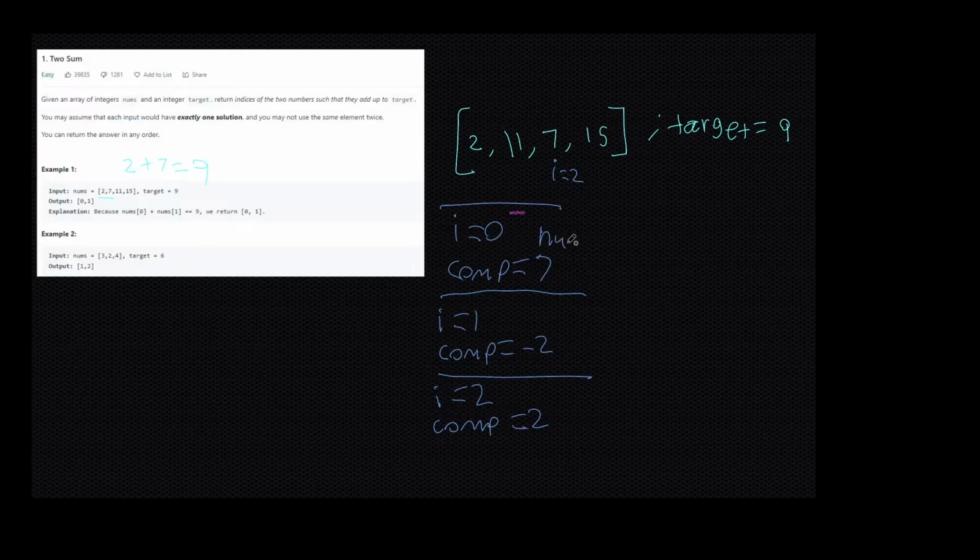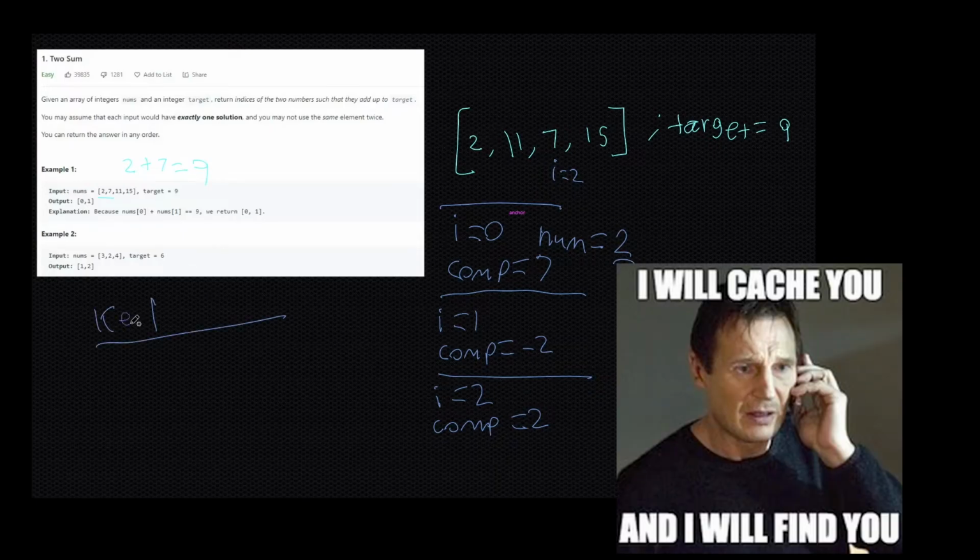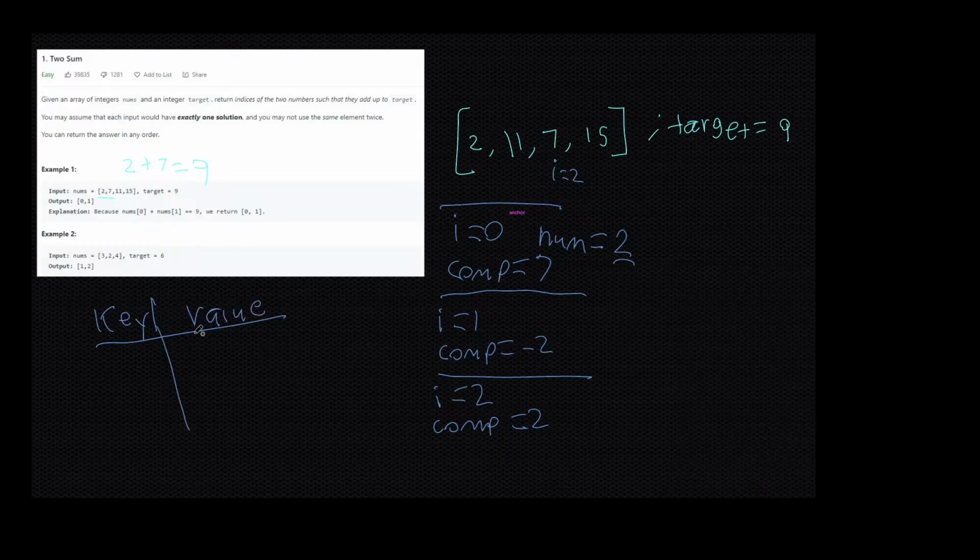Our current number here is 2, and we already found that. So this is your big hint that we already computed this answer. We know that the 2 is here, so we want to cache this. Here we have our key and our value. For every single value in this array, we want to cache the value and then its index, so 2 and 0.